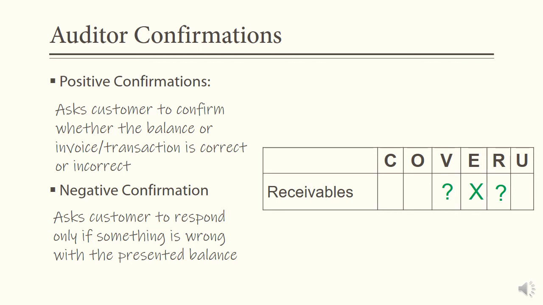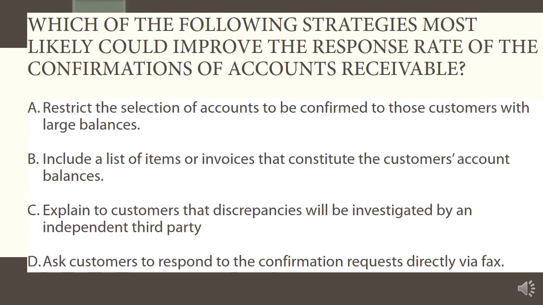These are used generally when the risk of material misstatement is low. And there's a risk with using them because if a customer doesn't respond, you don't know if it's because the balance is right or because they were too busy or too hampered by other things to actually respond.